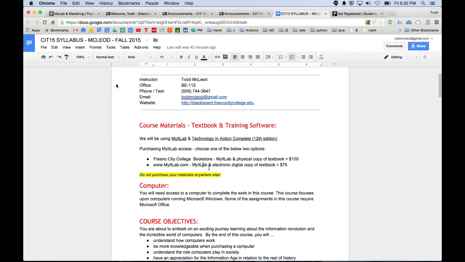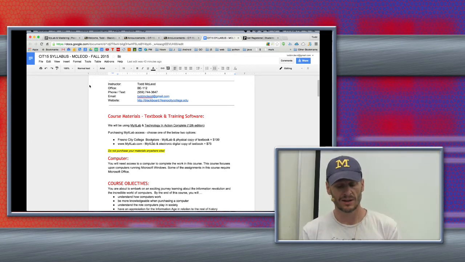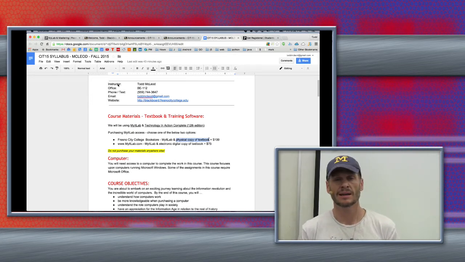And what's the difference between the two? If you pay $100, you actually get a physical copy of the textbook. That's the only difference. If you pay $75, you get access to my IT lab, and you get a digital copy of the textbook. For $100, you get access to my IT lab, you get a digital copy of the textbook, and you get a hard physical copy of the textbook, which you can then highlight. At least that's my understanding. And if you hear different or learn different, please let me know, and I'll make an updated video to let everybody else know. But that's my current understanding.